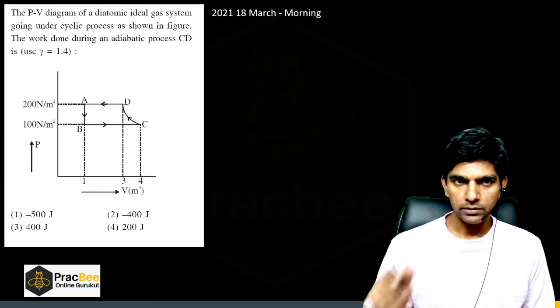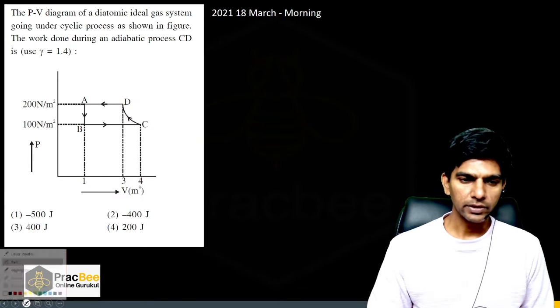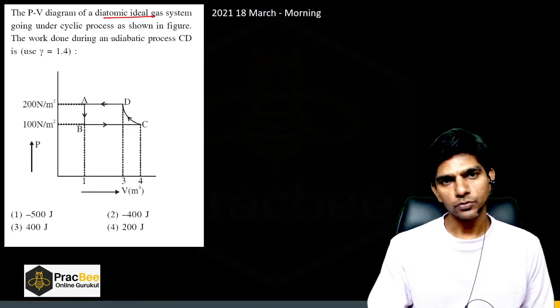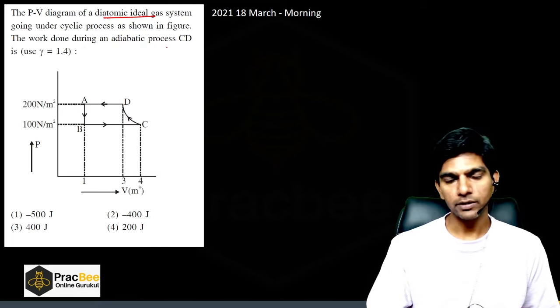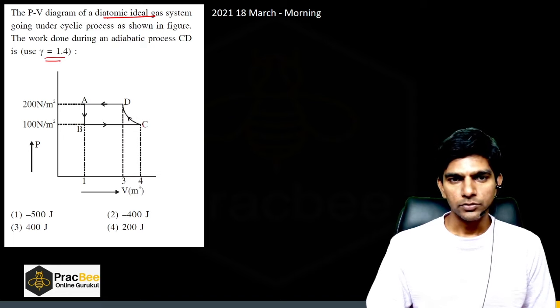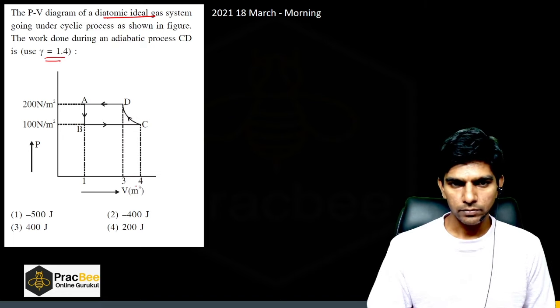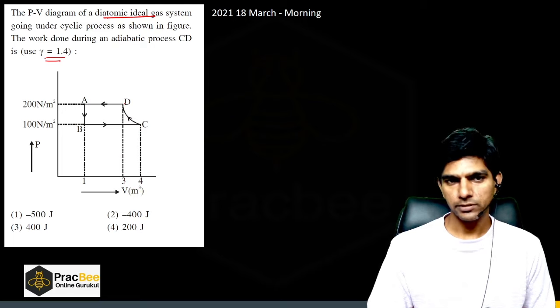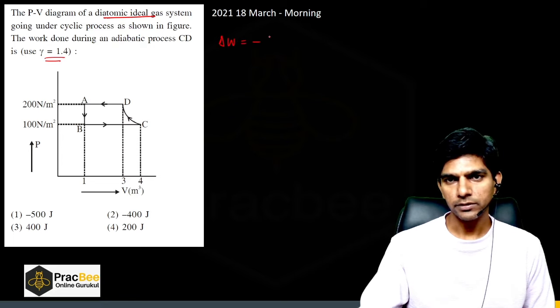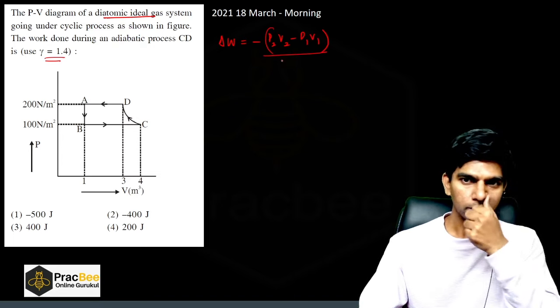Now look at another question. The PV diagram of a diatomic ideal gas system going through a cyclic process is shown in the figure. Find the work done during the adiabatic process CD, where we use gamma equal to 1.4. So it's an adiabatic process, and we have been given volumes and pressures at both the states. Okay, so we know that work done in an adiabatic process is (P2 V2 minus P1 V1) upon gamma minus 1, right? So gamma minus 1.